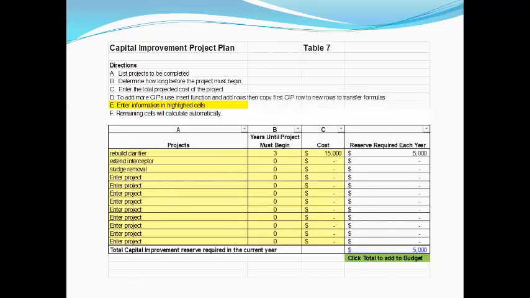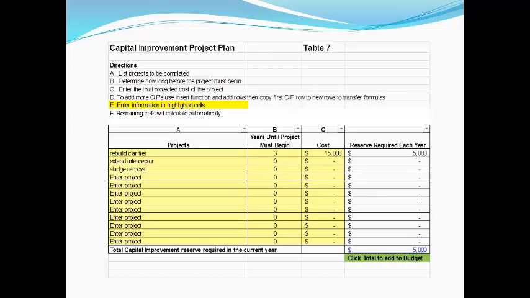Table 7 is the Capital Improvement Project Plan worksheet. This follows the same kind of thought process as the replacement table did. You identify a project, you identify a time frame, and you start setting aside money for that project so that when that time frame arrives, you've got the necessary funds to take that project and implement it.